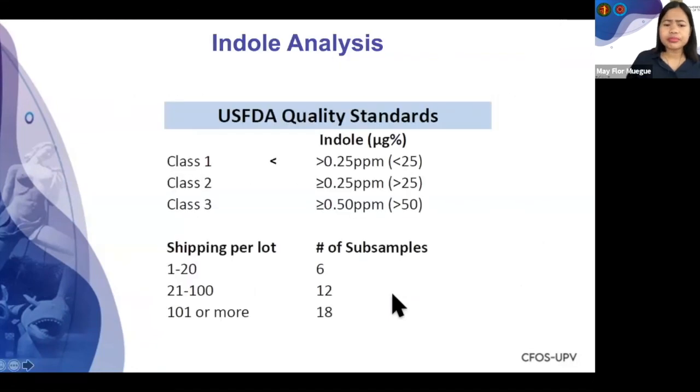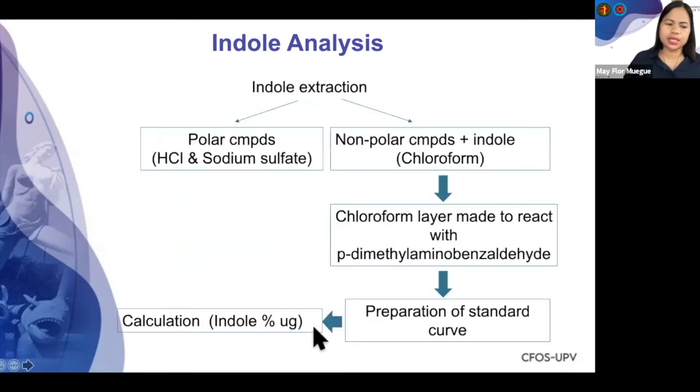Ayan. So ito yung standards, no, quality standards for indole. Ayan. So, for class A, ito siya. Class 1, 2, 3. Ayan. And ito yung subsampling na ginagawa para kung meron kang 1 to 20 lots, you just take 6 subsamples, 21 to 100. And pag mas madami, 18. Para yun lang sa histamine. No?